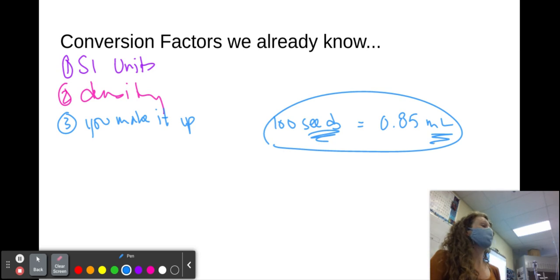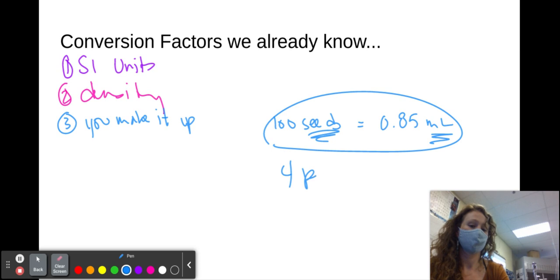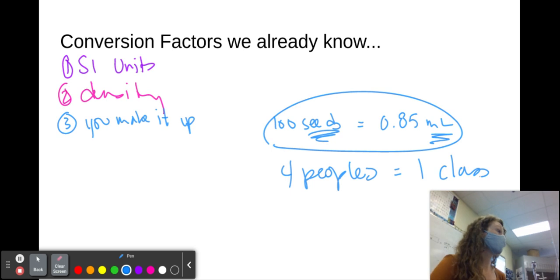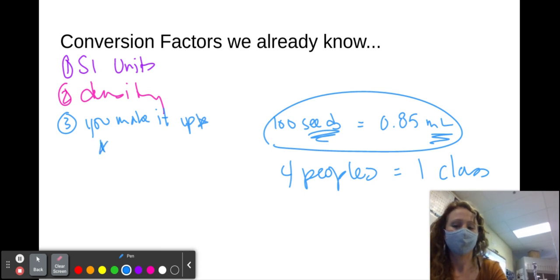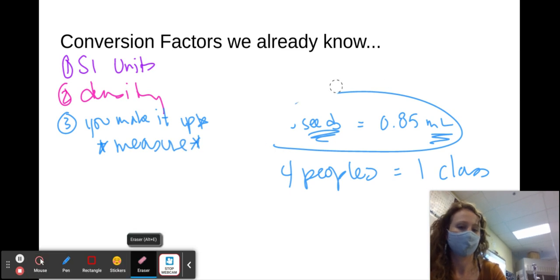Or we could make one up for our classroom right now. We have 4 people in one class. That is true for our context right now. So you can make your own up, or maybe I should say measure. And those are legal conversion factors.